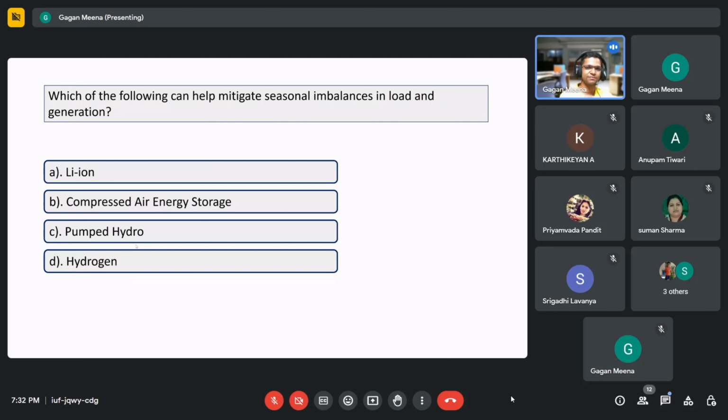They are intermittent generation resources. Next, which of the following can help mitigate seasonal imbalances in load and generation? I think we discussed this point today. It is pumped hydro, and ABC is the answer. However, D is not the answer. ABC, you are saying ABC? Yes. See, again, see this word, seasonal. Anyone else would like to answer this question? C, pumped hydro. But any other option?